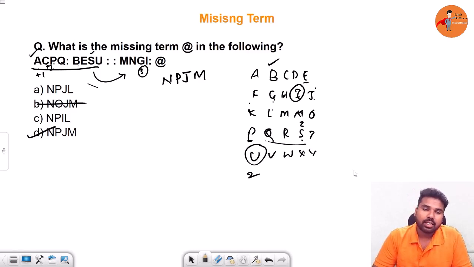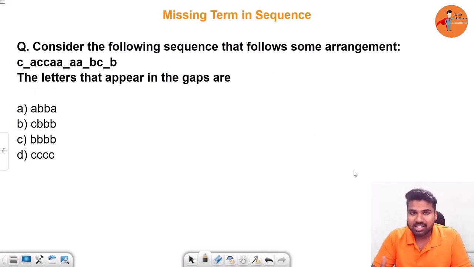Now let us look at the missing term in a sequence rather than in this format. Sometimes they do give the complete sequence, and out of that sequence we need to find the missing form. Look at the given sequence. Consider the following sequence that follows some arrangement, with some blanks in it and options given. What we need to do is find the periodicity, or the pattern that is created in this particular sequence. If you get that, then it will be very easy.